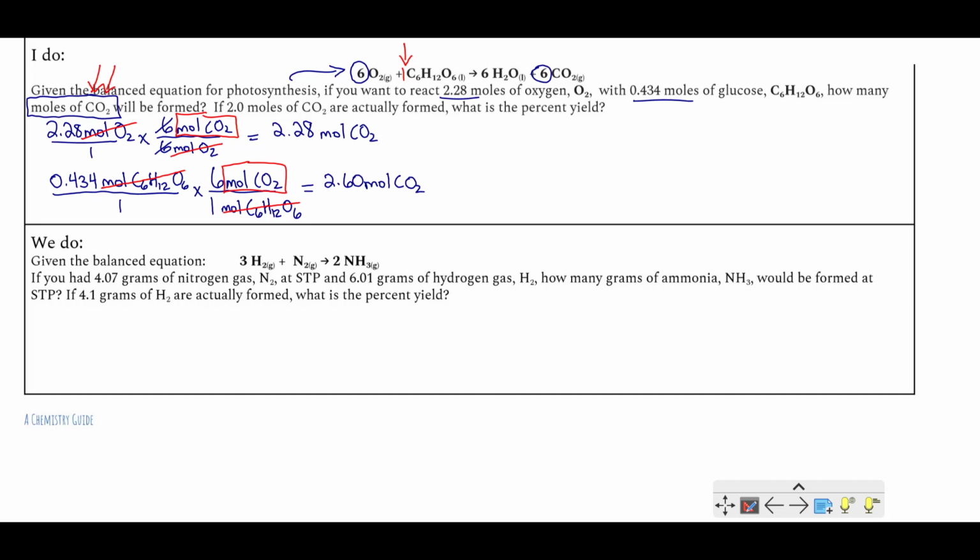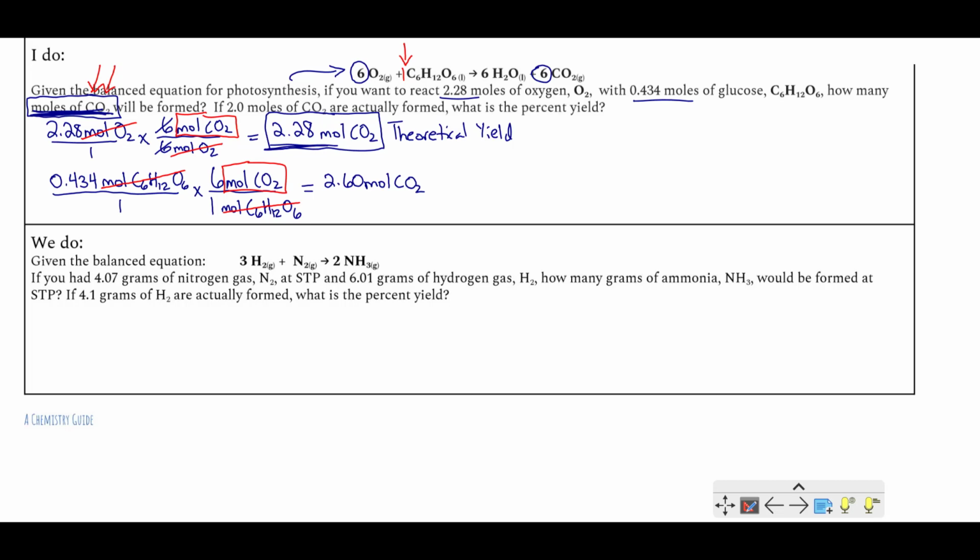And so the question is, how many moles of carbon dioxide will actually be formed? And it's always going to be the one that has the smaller amount produced. Now this is called the theoretical yield, because theoretically, starting with that 2.28 moles of oxygen and the 0.43 moles of glucose, theoretically, we could produce 2.28 moles of carbon dioxide.